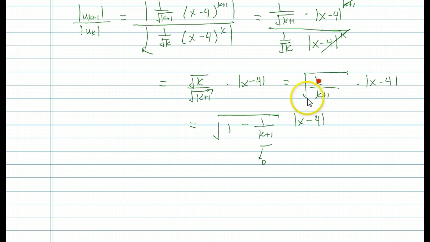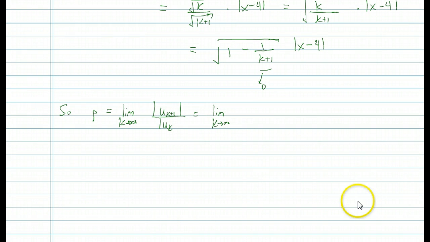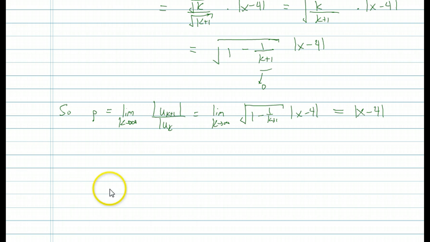We can see on the inside this quantity, if we look at the degree of the polynomials on top and bottom, they're both 1, so that quantity is going to approach 1 as k approaches infinity. Or we can rewrite it like this and see the same thing. So now for the ratio test for absolute convergence, we're looking at the limit as k goes to infinity of the ratio of the absolute values of one term to the next. That's the same as the limit of the square root of 1 minus 1 over k plus 1 times the absolute value of x minus 4. As k goes to infinity, we just get the absolute value of x minus 4.